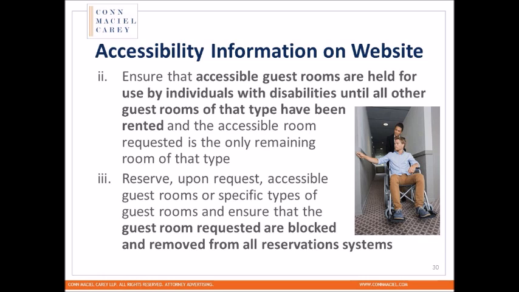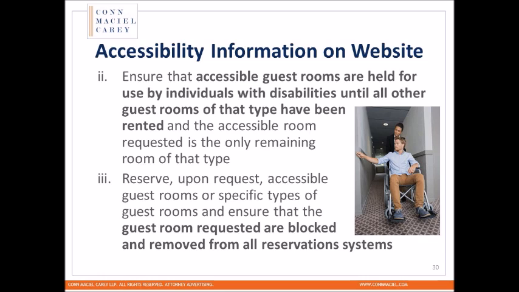Once you reserve an accessible room upon request, you need to ensure that that guest room is blocked and removed from the reservation system. So it's really important that you have a reservation system, and there are many out there, that will provide this function for you so that you have the accessible rooms blocked out, and then once they are requested, that they are taken out of the reservation system and made available.